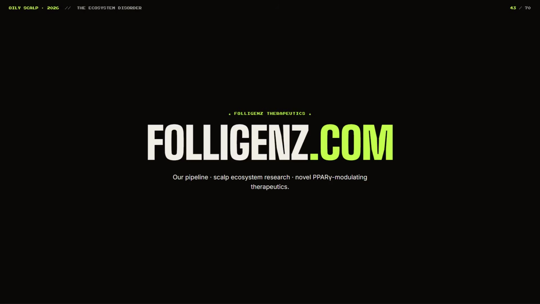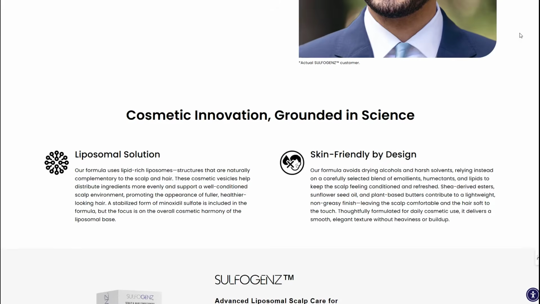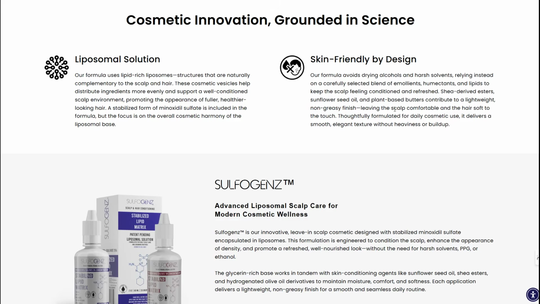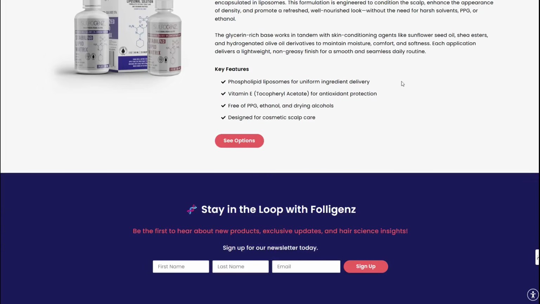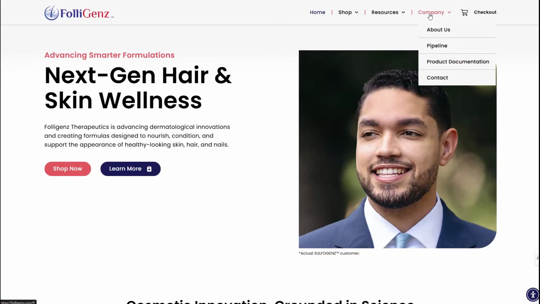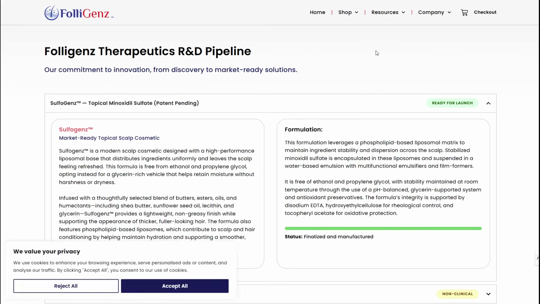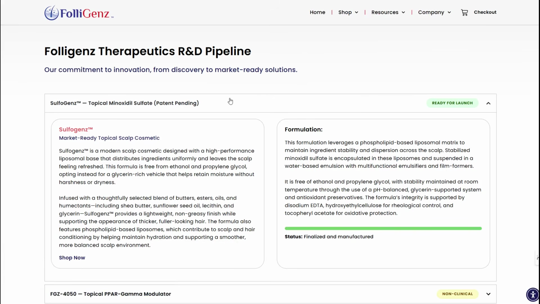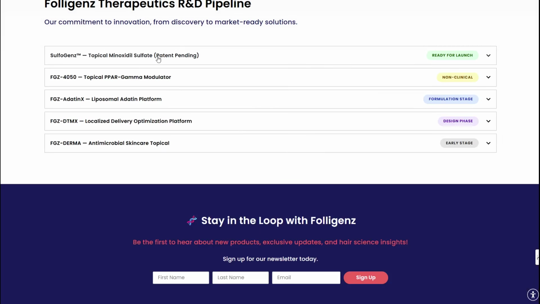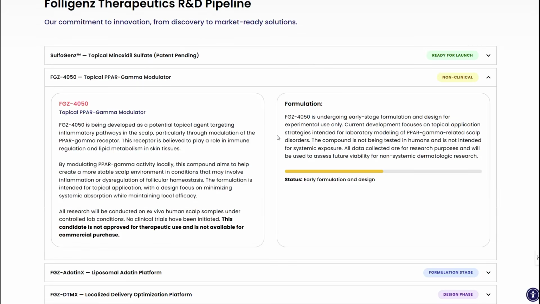And this is something my team and I are looking into at Folligens Therapeutics Corporation, which you can check out on our website, folligens.com. We have our own pipeline over there, and yeah, we're trying to do some research into this. Hopefully we can get something that is promising.